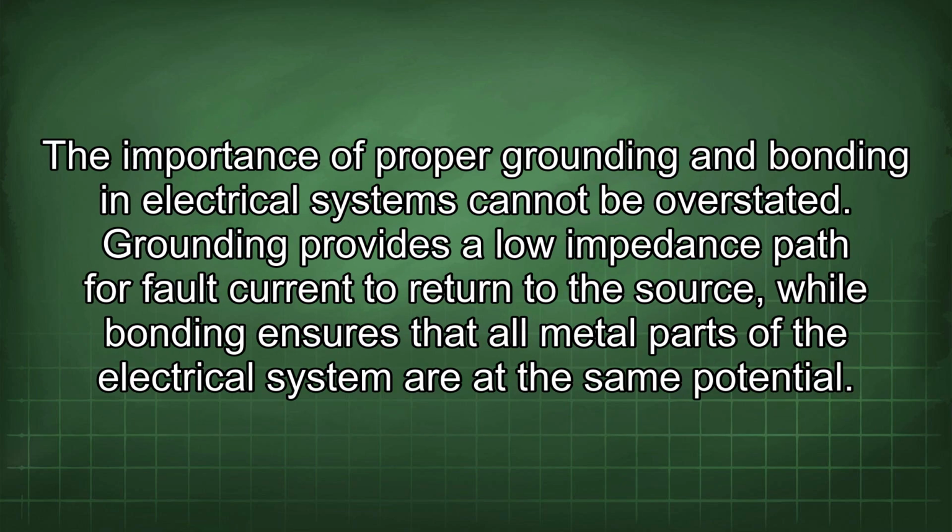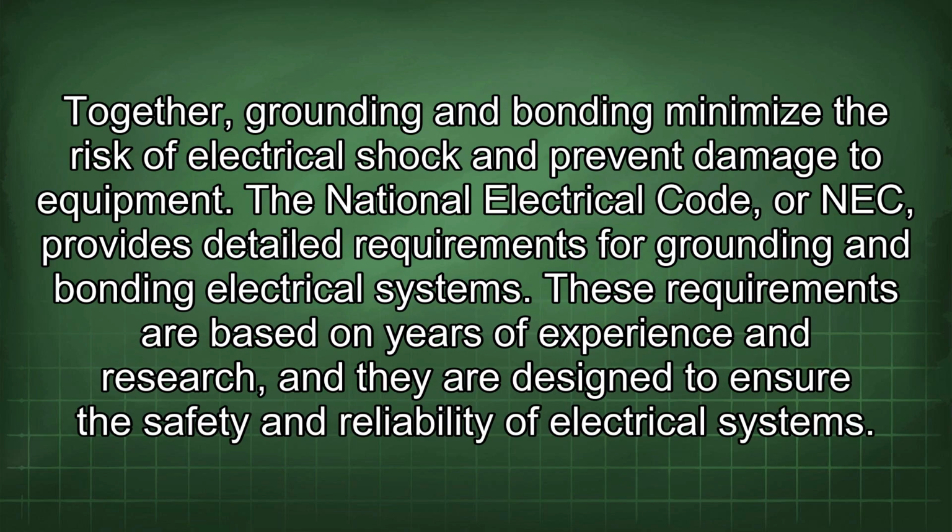The importance of proper grounding and bonding in electrical systems cannot be overstated. Grounding provides a low impedance path for fault current to return to the source, while bonding ensures that all metal parts of the electrical system are at the same potential. Together, grounding and bonding minimize the risk of electrical shock and prevent damage to equipment. The National Electrical Code, or NEC, provides detailed requirements for grounding and bonding electrical systems.